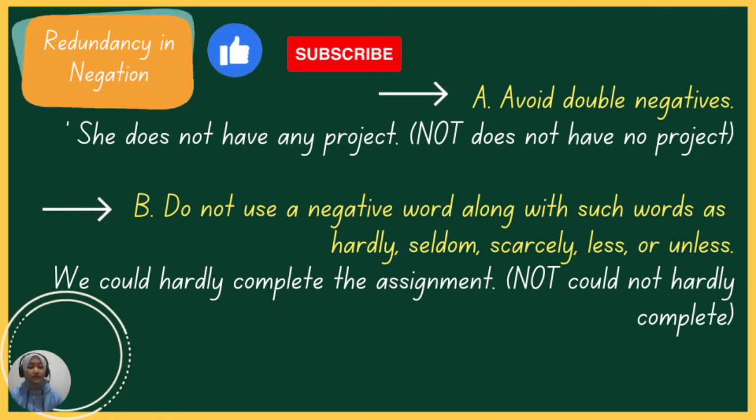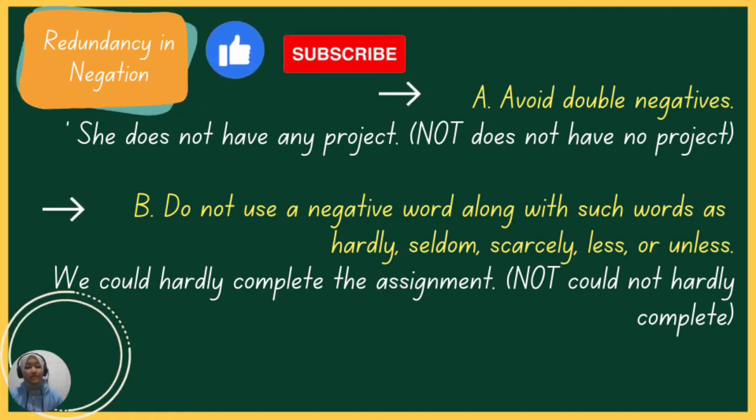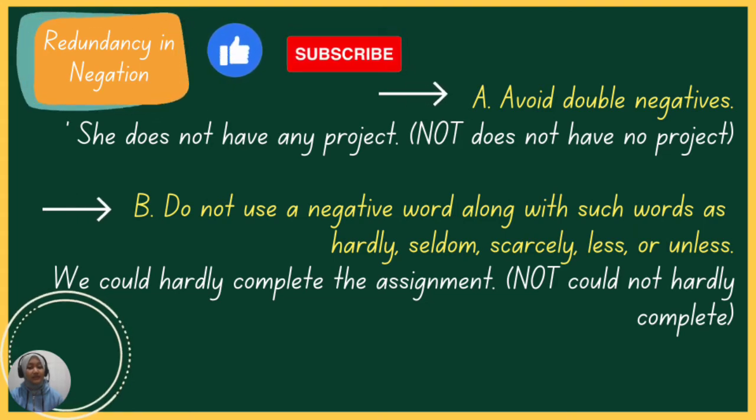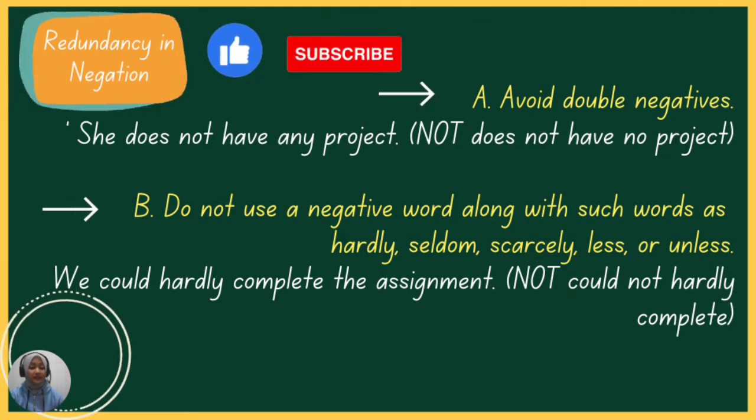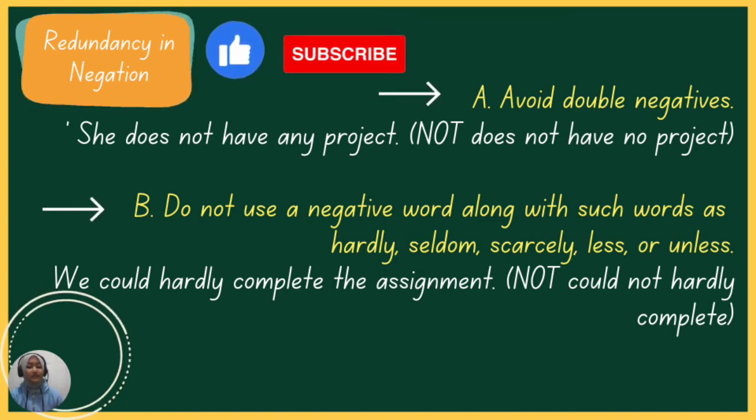B. Do not use a negative word along with such words as hardly, seldom, scarcely, less, or unless. Apabila ada kata seperti hardly, seldom, scarcely, less, or unless, ya, kita biasanya tidak menggunakan indikator negatif. We could hardly complete the assignment. This is the correct form. Not, we could not hardly complete the assignment.